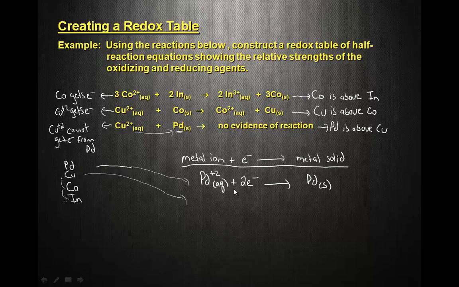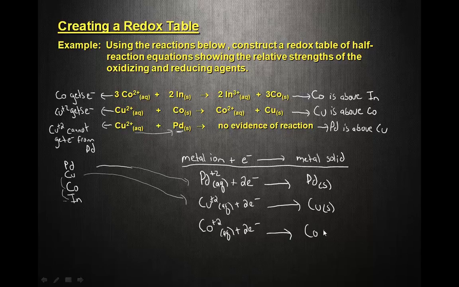Next on my list is copper, so I want to write more formally that we started with copper plus 2, added 2 electrons, and it would become copper solid. Next on my list is Co, and we see above that it is plus 2 as well, and it's going to become cobalt solid. And lastly is In, and it is plus 3. So we need 3 electrons to make it In solid.